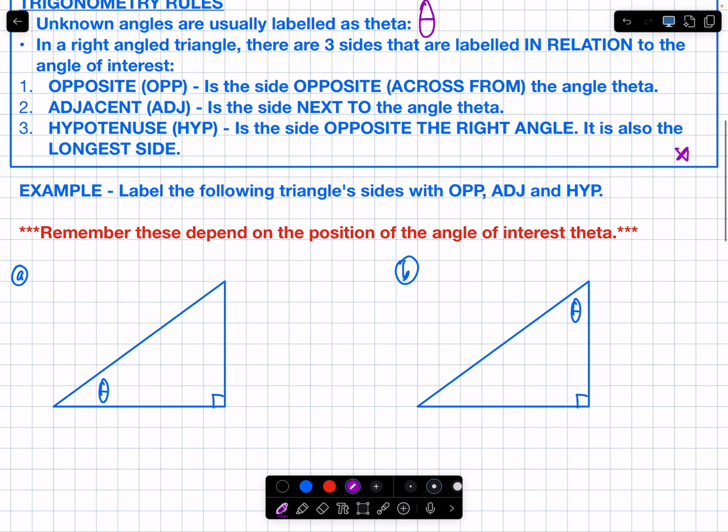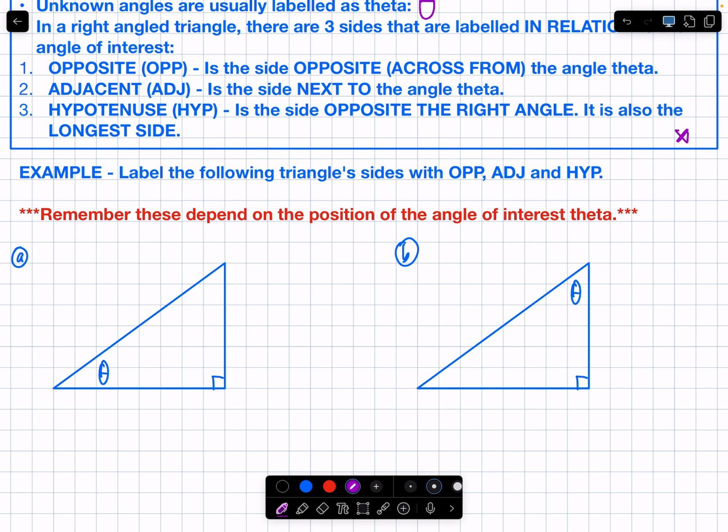Let's look at the left one, A. If theta is in the bottom left corner, which side is opposite that? The one on the right, the one on the top, the one on the bottom? The one on the right. This one is OP. Adjacent. Which side is next to theta? There are 2 sides next to theta, but we use process of elimination because the hypotenuse is the longest side. The hypotenuse is also the side that's opposite the right angle. So that's the hypotenuse, leaving this to be the adjacent. Okay?